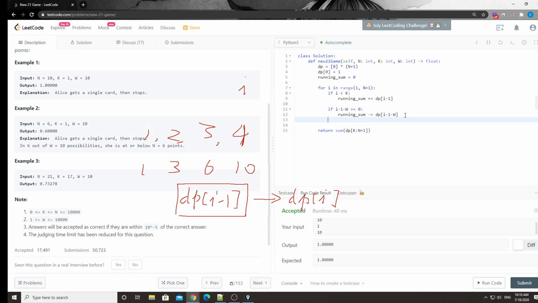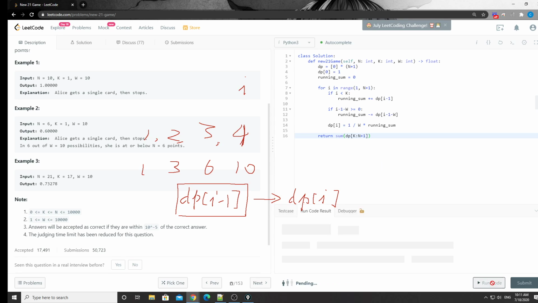And all right, so since we have maintained the running sum, dp[i] basically will be 1 divided by W times running sum, right? Because we already summarized everything here. And then in the end, we still return this DP range. Cool. Let's try to run it.